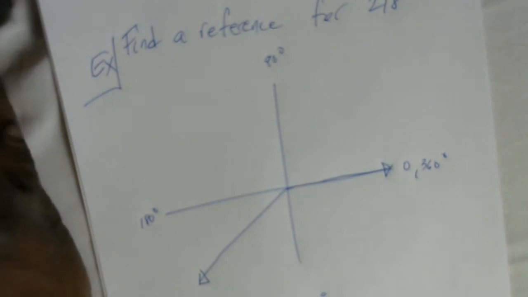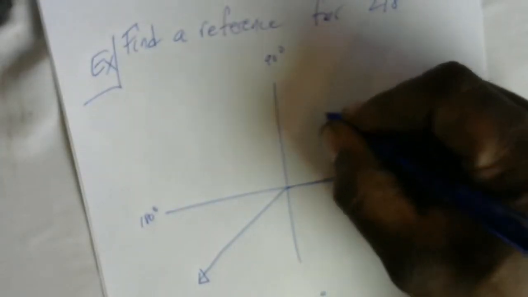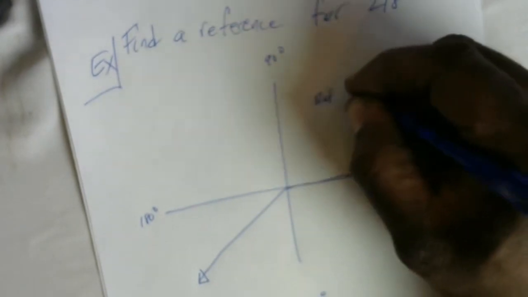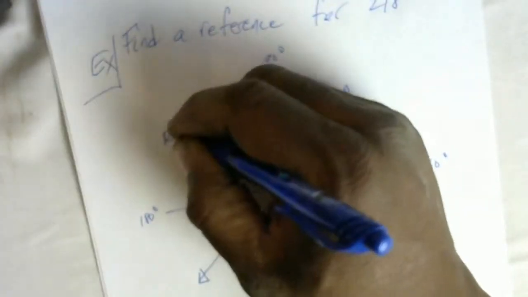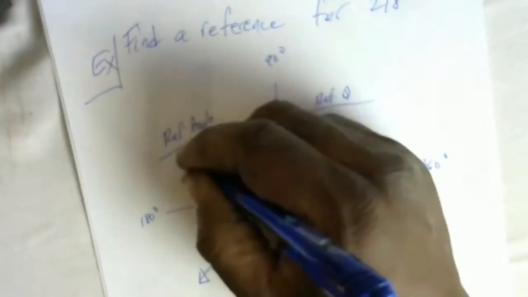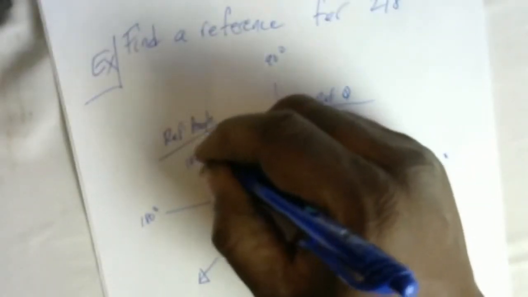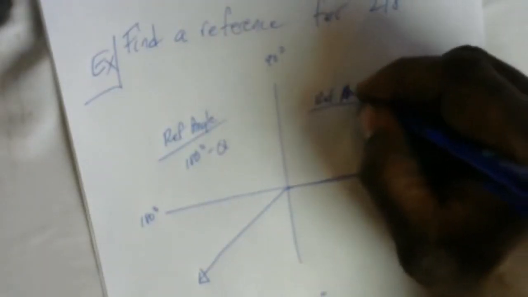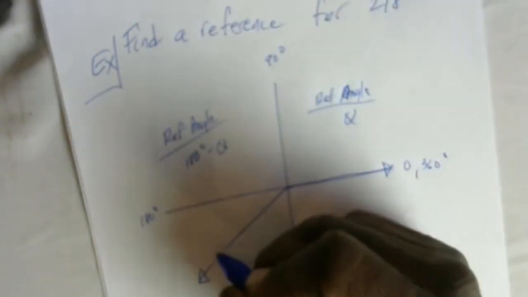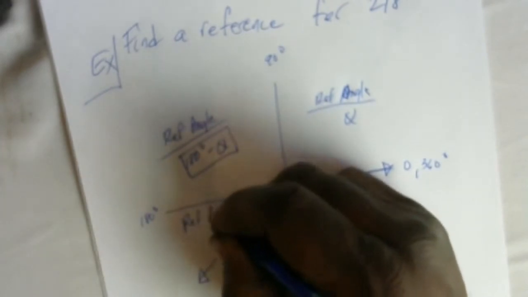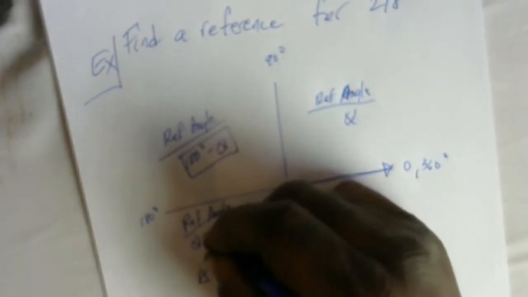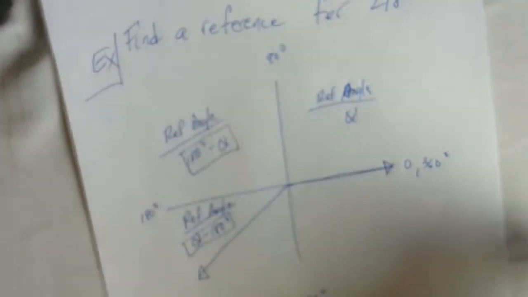From this point, I'm going to look at the chart. So remember the chart for the reference angle. If it's in the first quadrant, the reference angle is theta. If it's in the second quadrant, the reference angle is 180 minus theta. If you're in the third quadrant, the reference angle is theta minus 180 degrees.